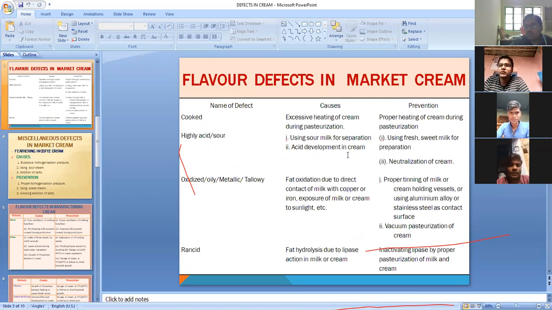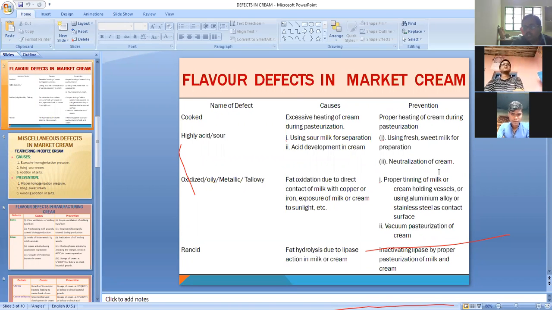For neutralization of cream, I have already discussed how we can process the cream for minimizing the defect of acidity. The purpose of neutralization, as already discussed, is to minimize the fat loss in the buttermilk, and also to get butter with a quality which can keep the butter for a longer period of time.